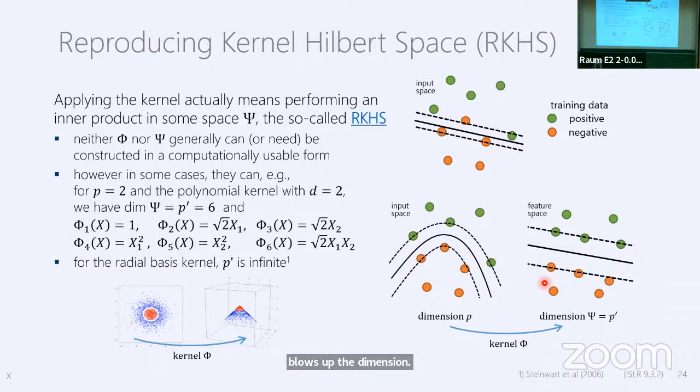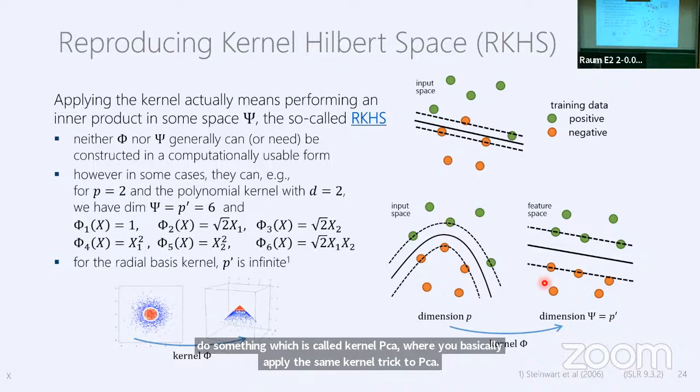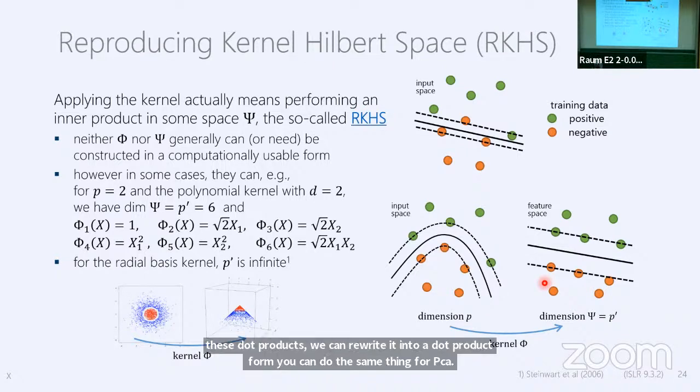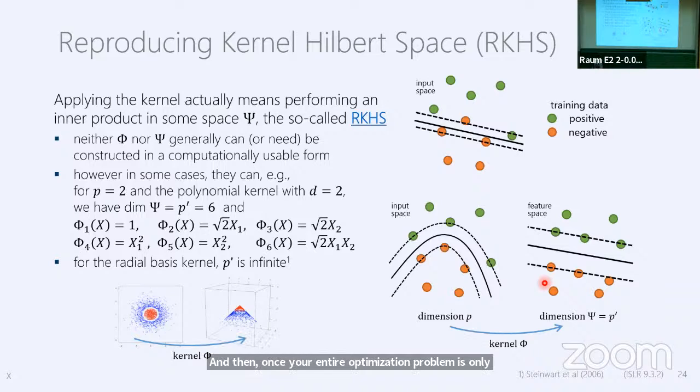There is a connection which essentially says that PCA also measures things linearly. You can do something called kernel PCA, where you basically apply the same kernel trick to PCA. So essentially, just as with SVM, we can rewrite it into a dot product form. You can do the same thing for PCA. And then once your entire optimization problem is only in terms of these inner products, you can switch from dot products to kernel, and then it still works.